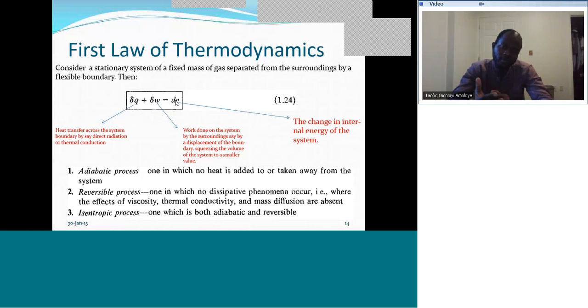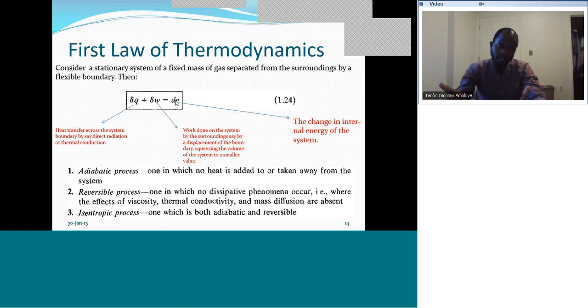So immediately we can define an adiabatic process to be one in which no heat is added or taken away from the system, and a reversible process as one in which no dissipative phenomena occur, and such dissipative phenomena can be in the form of viscosity, thermal conductivity, or mass diffusion. So when all these dissipative phenomena do not occur in the process, we are talking about a reversible process. That means the initial state of the process can always be recovered because nothing has been dissipated. If you're going from state 1 to state 2, you can always go back from state 2 to state 1 because everything has been conserved. And if you have that, then you have a reversible process.